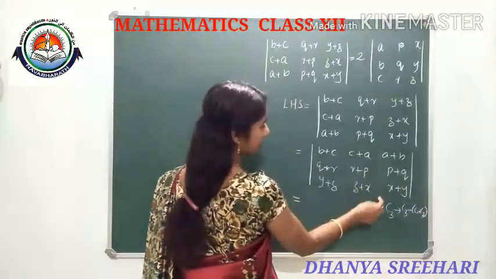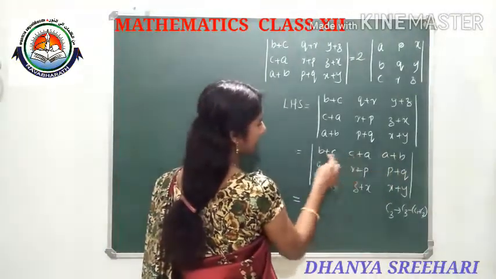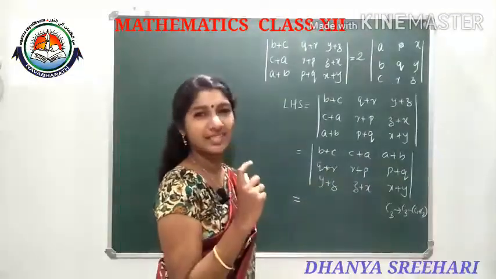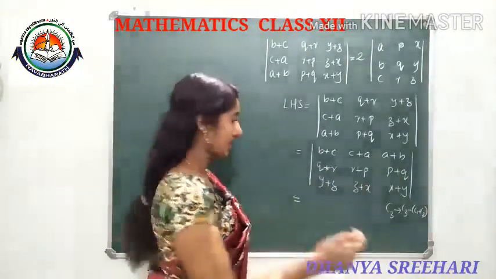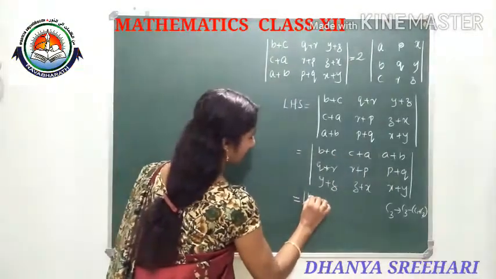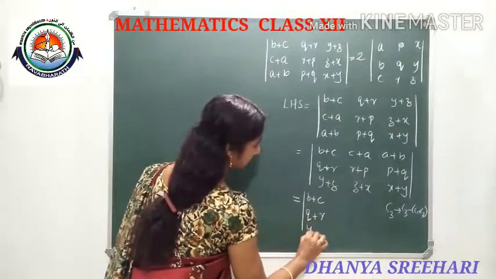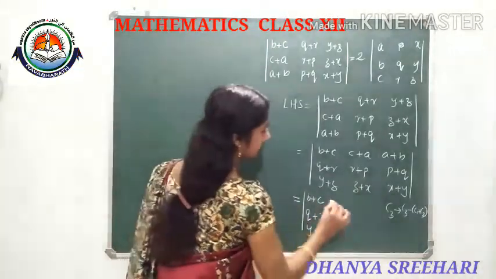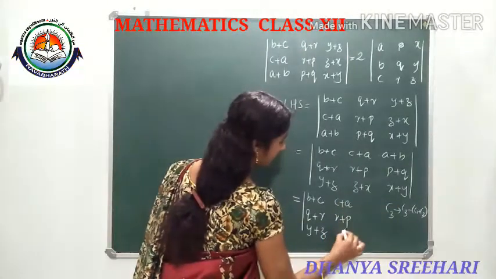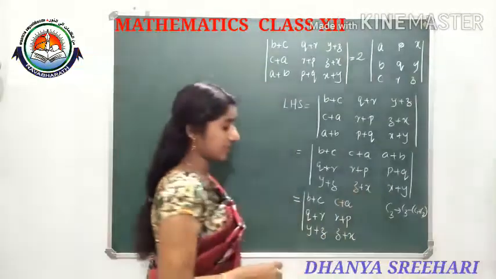C3 is going to change. C3 is a plus b. So a plus b minus the sum of these two means a and b will cancel. We will get c only. Isn't it? So in C1 no change: b plus c, q plus r, y plus z. C2 also no change: c plus a, r plus p, z plus x.